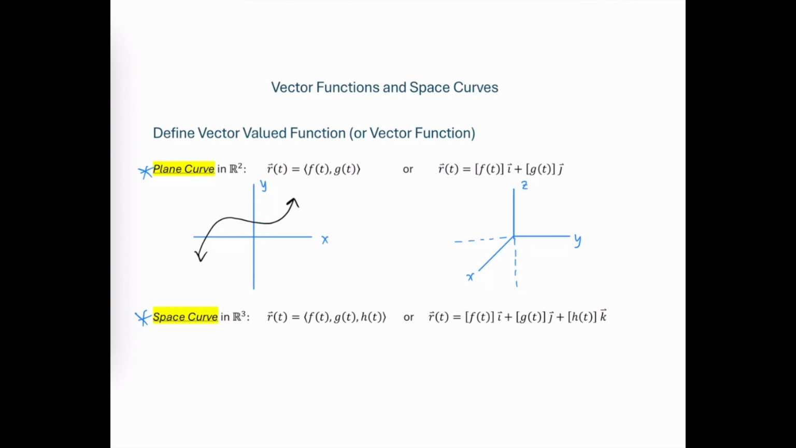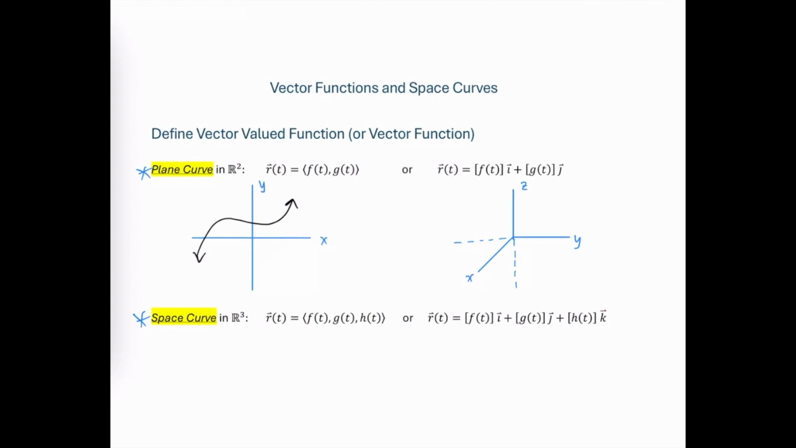But we do also see plane curves in three-dimensional space, and that means essentially a curve that exists entirely within some plane. So let's say we move to the plane x is equal to 5, meaning we move out in the distance of x 5 units, and we slice with that plane. We could have a plane curve that exists entirely within the plane x is equal to 5 as well.